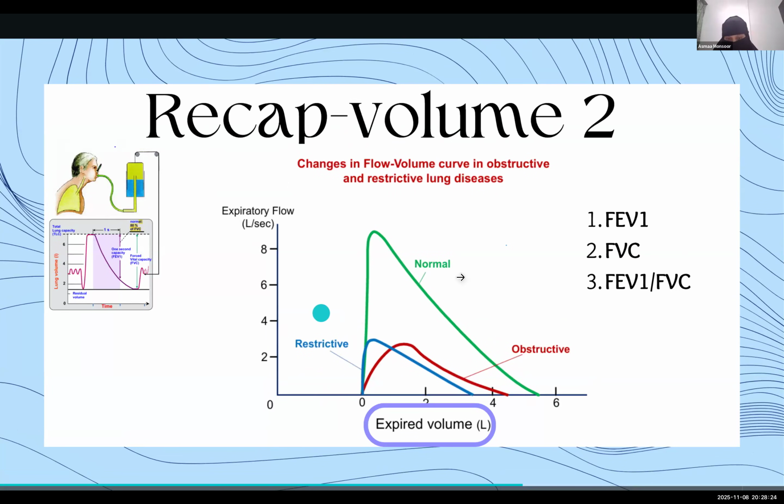This is just another diagram, which is a similar diagram, which shows the expired volume, which is the amount of volume that the person can exhale. So we said in obstructive diseases, the person is not able to exhale enough air because of airway resistance. Whereas in restrictive diseases, the person is not able to exhale enough air because there is less air inside in the first place, right? That is why you can see a normal person can exhale about 6 liters of air, whereas a person who has obstructive or restrictive diseases can only exhale about 2 to 3 to 4 liters of air. Okay, that's all you need to know from this slide.